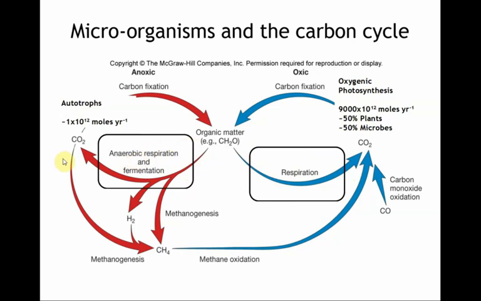Now, some of these anaerobic fermentation pathways will produce molecular hydrogen, and as we saw, methanogens will combine this molecular hydrogen with CO2 to produce methane. And then this methane can be oxidized to CO2 by methanotrophs, other types of bacteria that use methane as a source of carbon and energy in the presence of molecular oxygen.